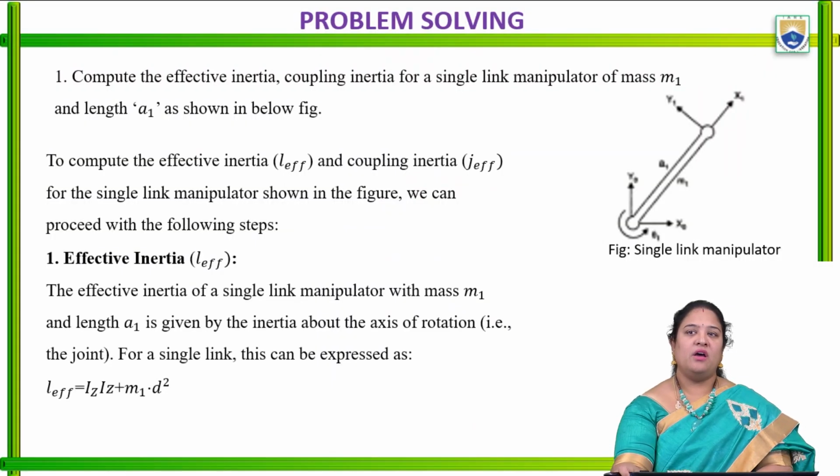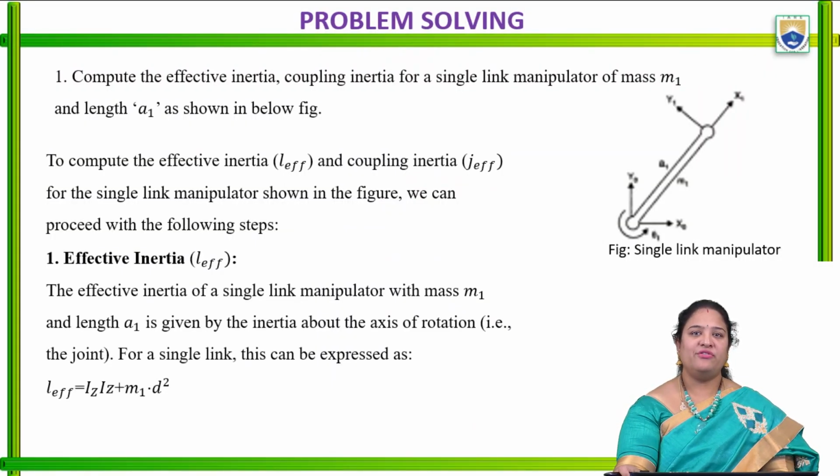Right? So, in the first problem, we will be finding the various lengths to be shown in the single link manipulator. For a single link manipulator, how do we calculate the length? Let me read the question first. Compute the effective inertia and coupling inertia for a single link manipulator with a mass of m and length of a1.